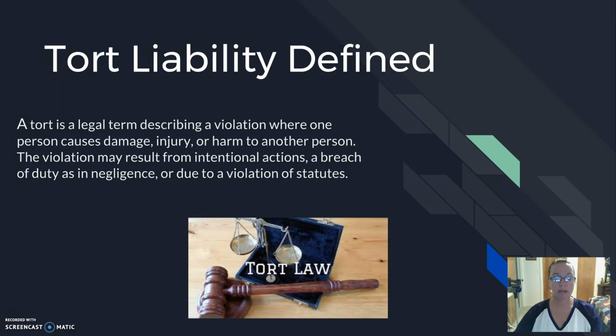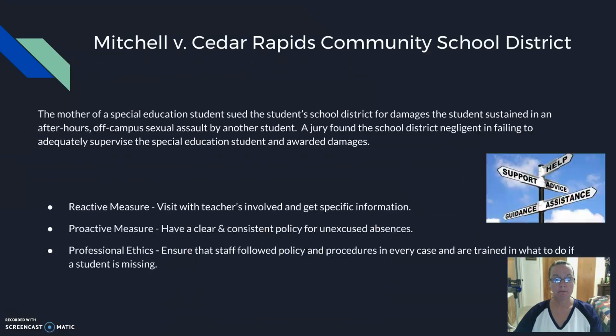Tort liability is defined as a legal term describing a violation where one person causes damage, injury, or harm to another person. The violation may result from intentional actions or a breach of duty, as in negligence, or due to a violation of status. The following are some cases in education where tort liability was tried. The first case is Mitchell versus Cedar Rapids Community School District.